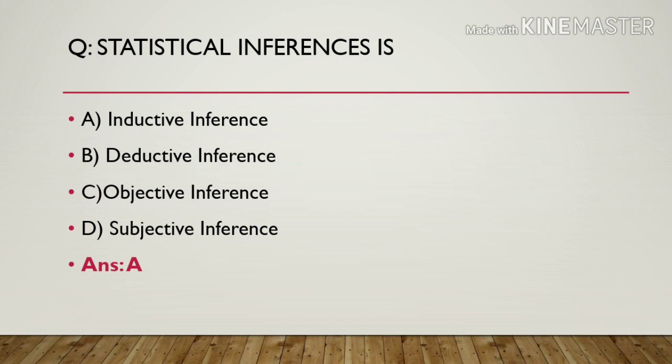Question number 1. Statistical inference is. Options are option A, inductive inference, option B, deductive inference, option C, objective inferences, option D, subjective inferences. The answer is option A, that is inductive inferences. Let's move to the explanation.